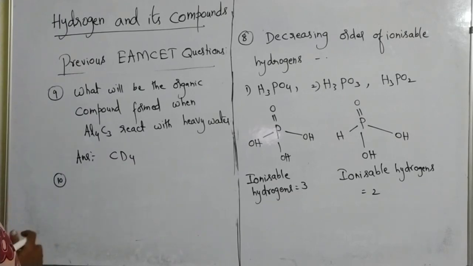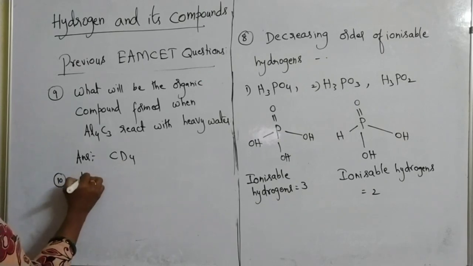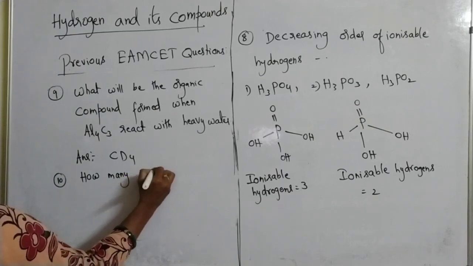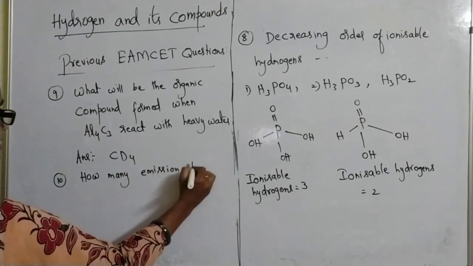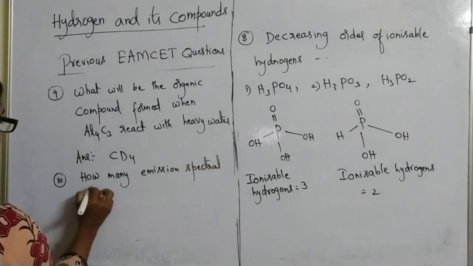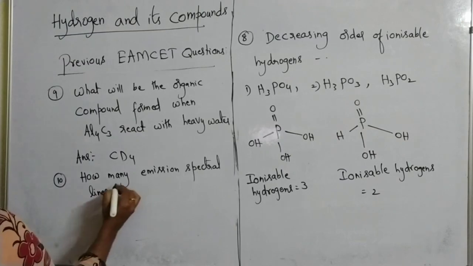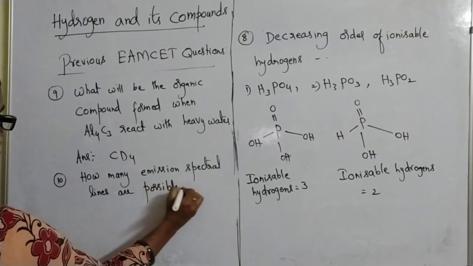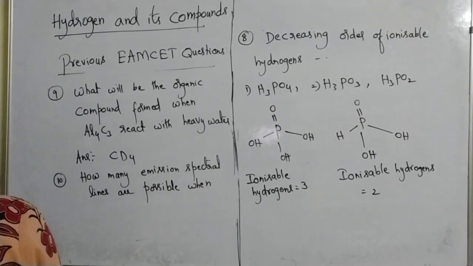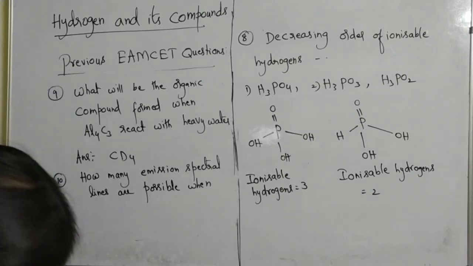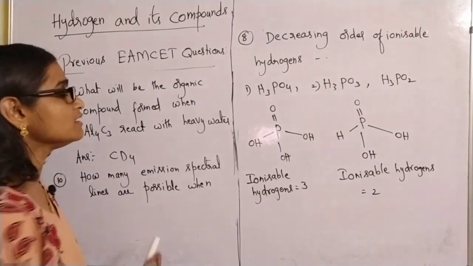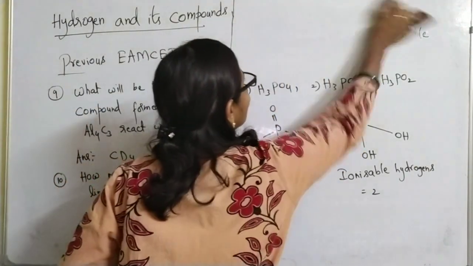How many emission spectral lines are possible? This is also very important. Now, the spectral lines formula is there for us. How many emission spectral lines are possible when a hydrogen atom is excited to nth energy level? For spectral lines, n into n minus 1 by 2 is the formula.